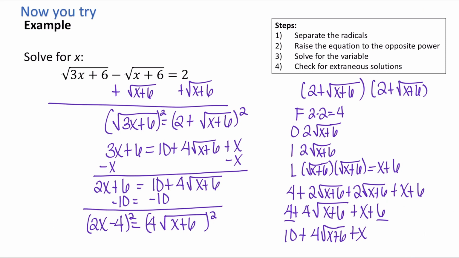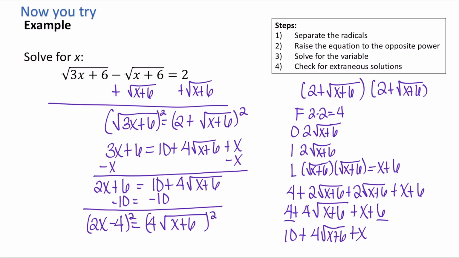So this problem is very similar to the one that we just did. So what we have here is the radical that we need to separate. So we separate the radical and then square both sides. When we square the right side, we're going to have to use FOIL. So you expand this out and then you combine like terms, which gives us 10 plus 4 squared of x plus 6 plus x. So we have that on the right side.